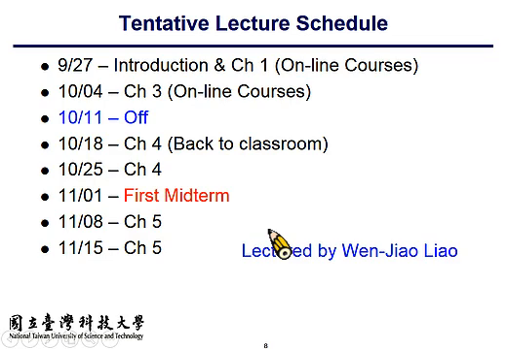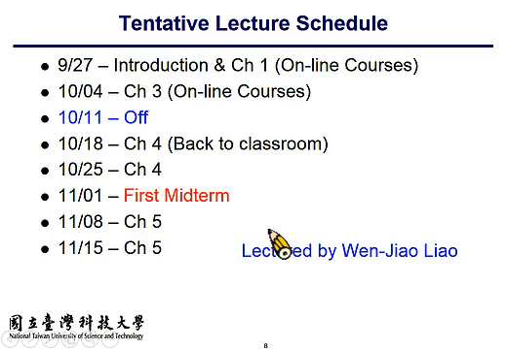Because of the COVID-19 pandemic, unfortunately, we have to begin the course with online materials. That is, in the first 2 weeks you will need to study by yourself using these online materials. Beginning from the 4th week, because we have the 3rd week off, we will be back in the classroom, and we will take 2 weeks to discuss chapter 4. On November 1st, we have the first midterm, which is closed book. On November 8th and November 15th, we will cover chapter 5.